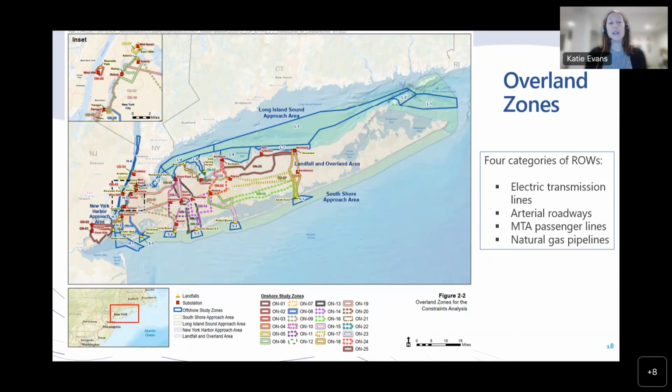Lastly, the analysis included the 21 points of interconnection that are identified on the figure by the red squares. And these are the representative substations considered potentially feasible points of interconnection in one of the prior studies that Janine mentioned earlier, the New York Power Grid study. Next slide, please.